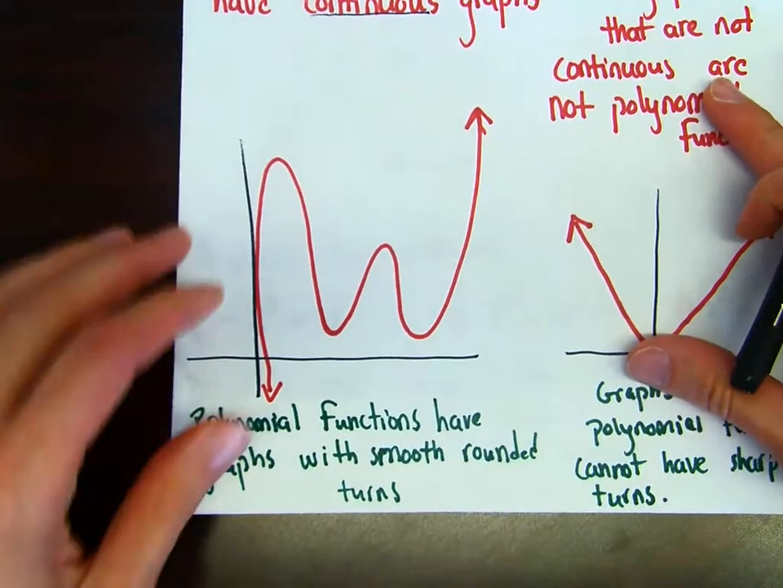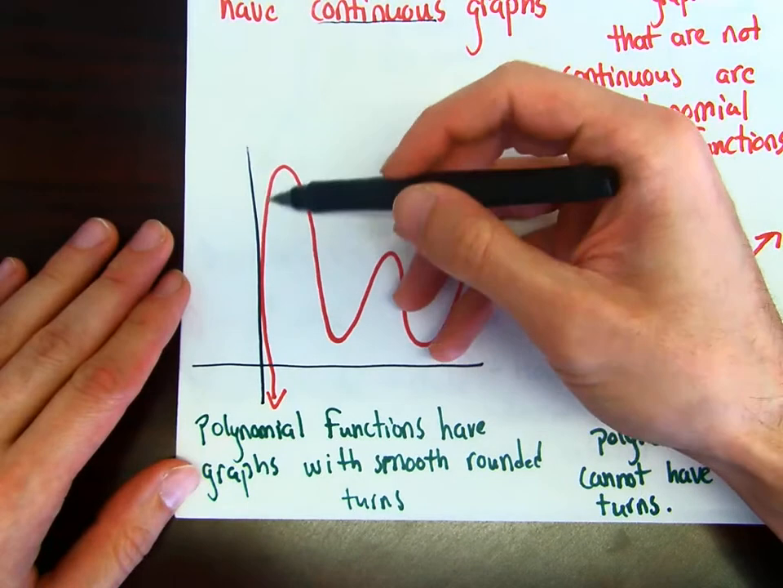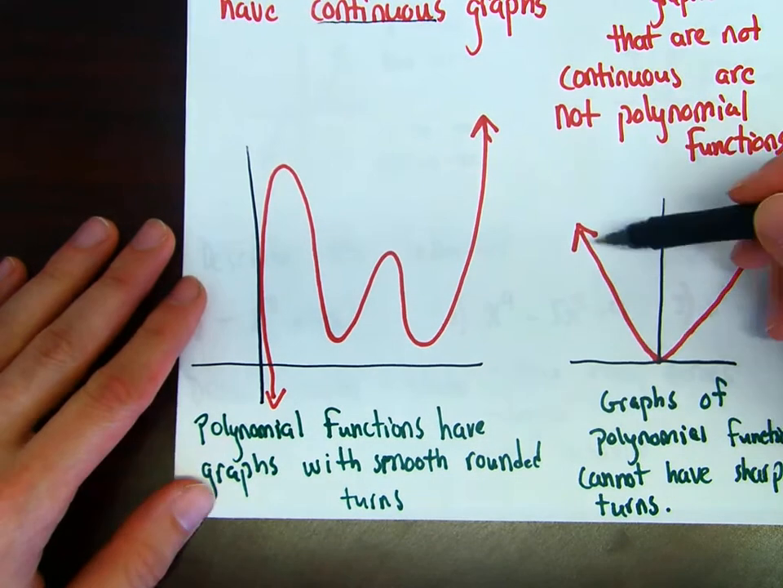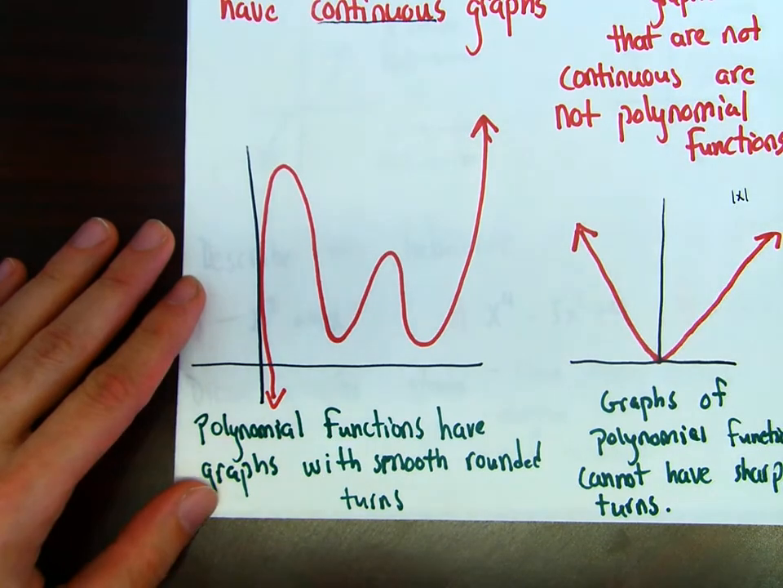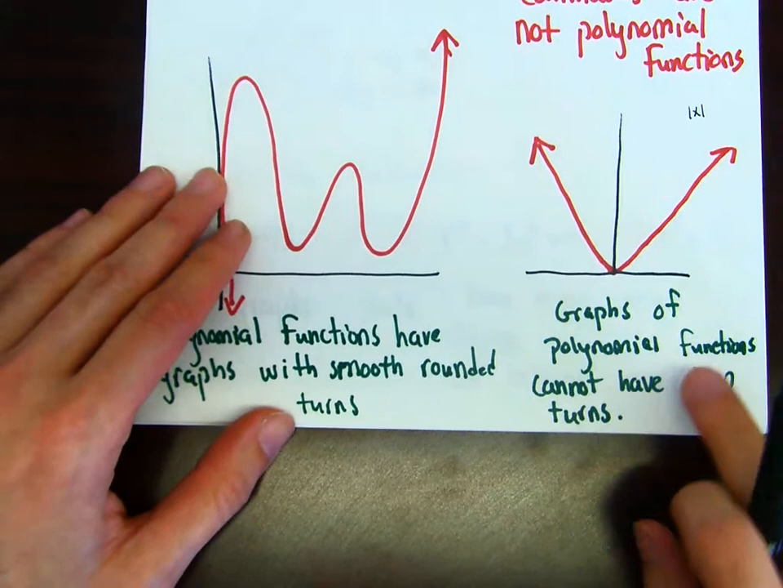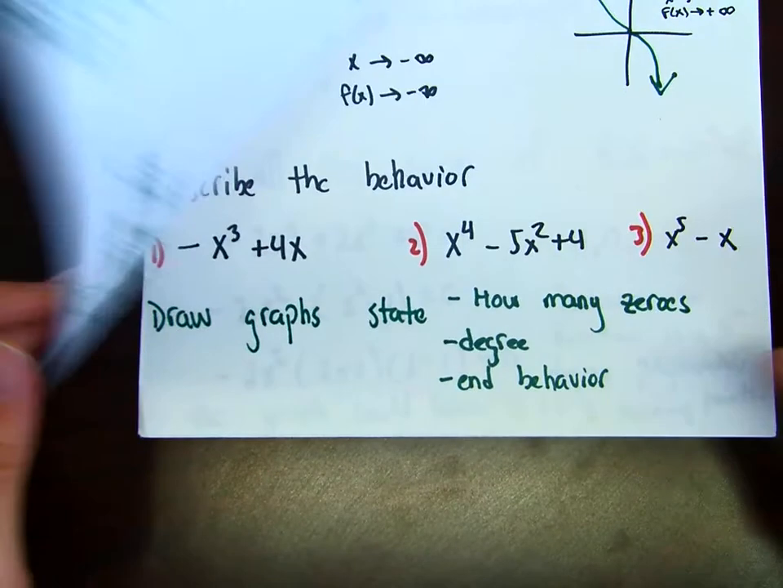Polynomial functions have graphs with smooth, rounded turns. So the turns within a polynomial will be smooth. They will never have this V-ish shape like within an absolute value of x. That's not possible for a polynomial function. So graphs of polynomial functions cannot have sharp turns. Okay, so far so good.